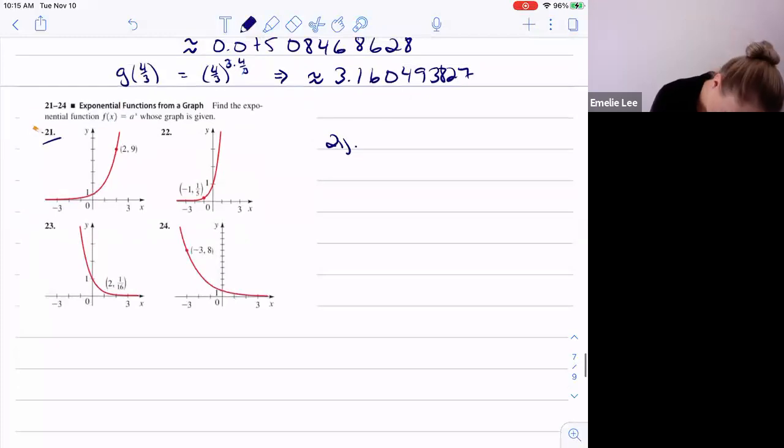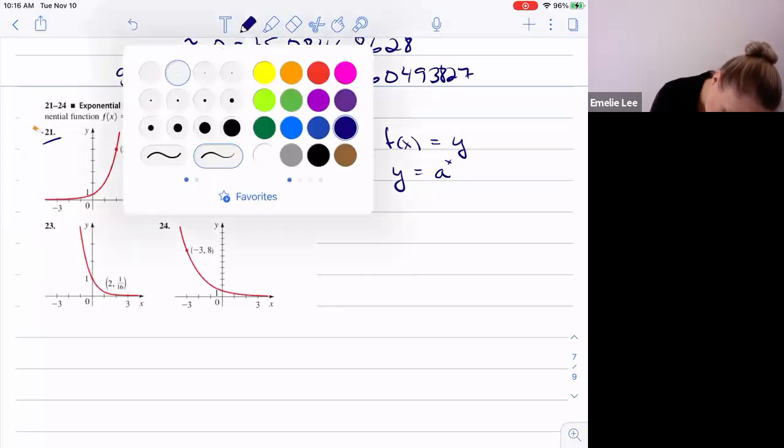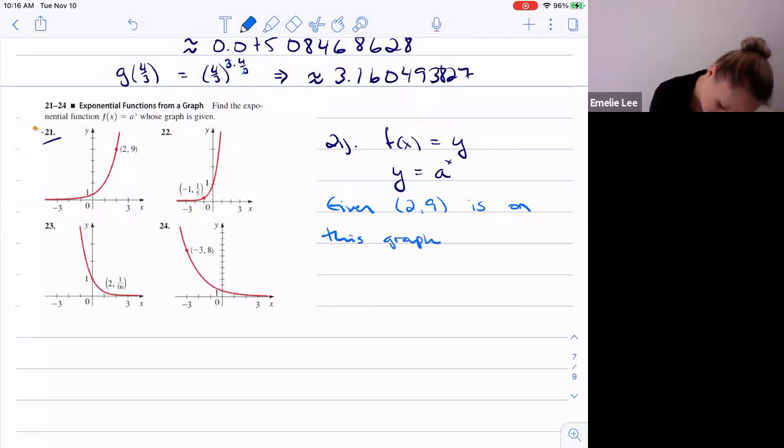21. f of x is actually y, so if you think of it as y, then y is a to the power of x. And we're given that (2, 9) is on this graph, so it's on this function. So what you can do is use x equals 2. When x equals 2, y equals 9.